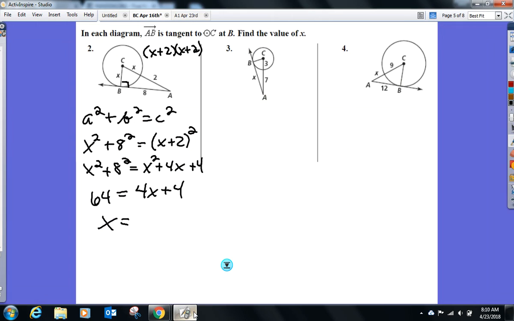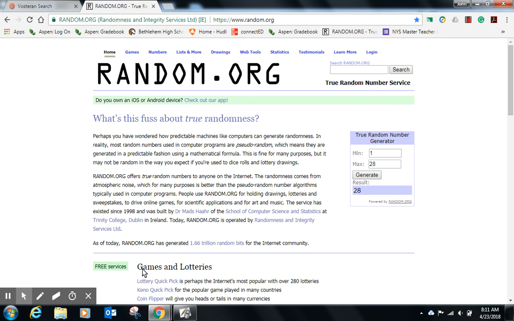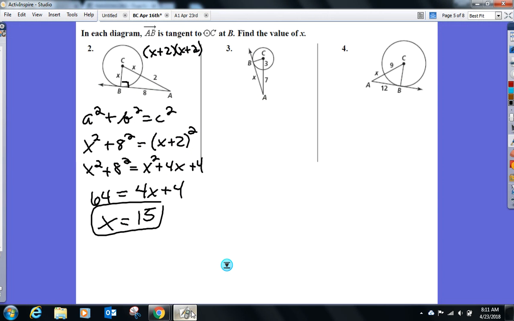All right. Questions? All right, number 3, name the right angle. Where is the right angle in that diagram? Name it. CBA, yep. Radius to the point of tangency, right angle.